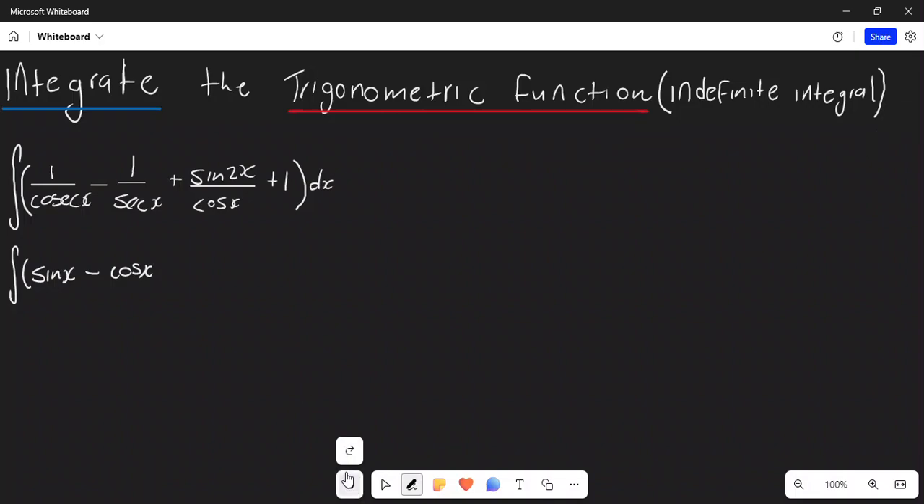Alright, now let's continue. What about this one here? If you look at the numerator there, we have sine 2x. This numerator is a double angle identity for sine. So the double angle identity is going to give us 2 sine x multiplied by cos x. Don't forget this is divided by this cos x plus 1 here. So this one is just 1.